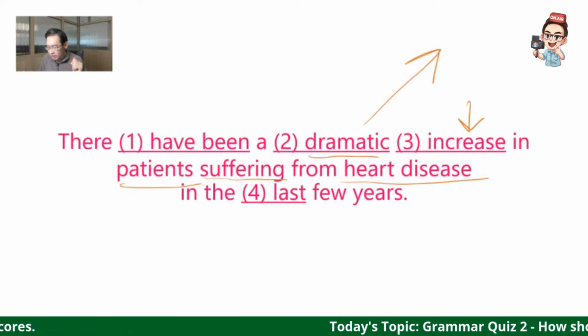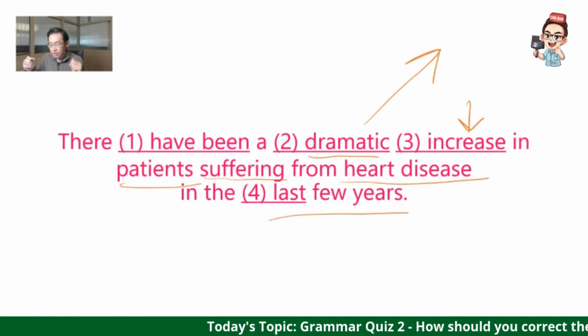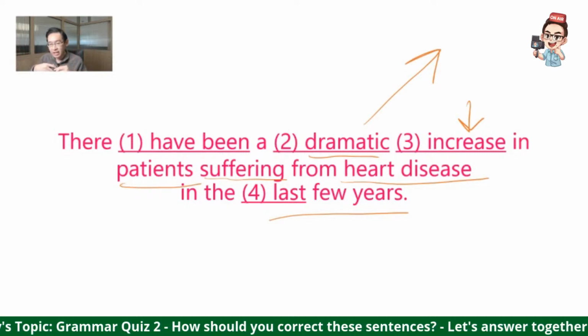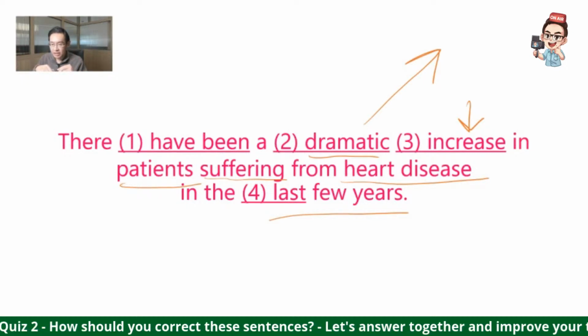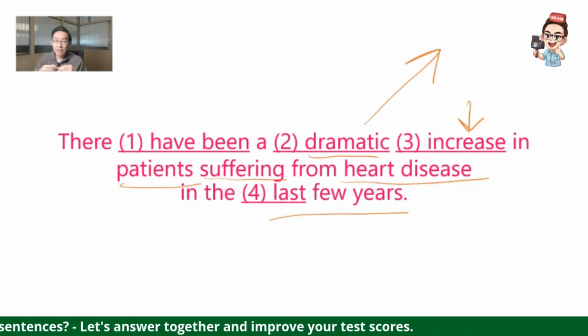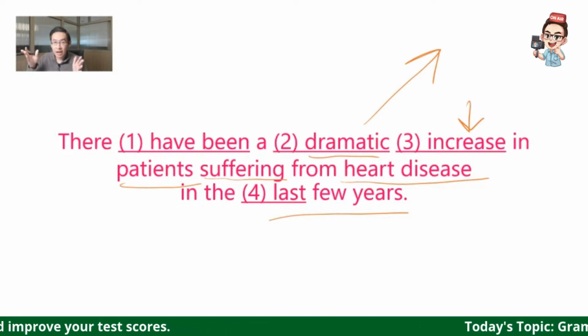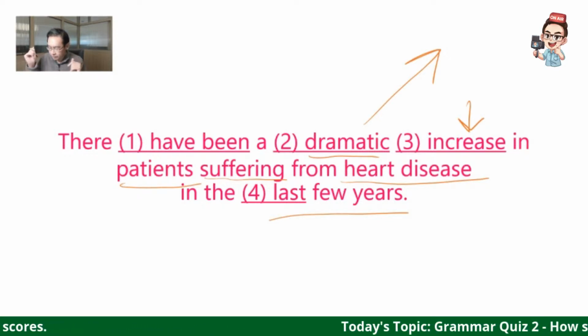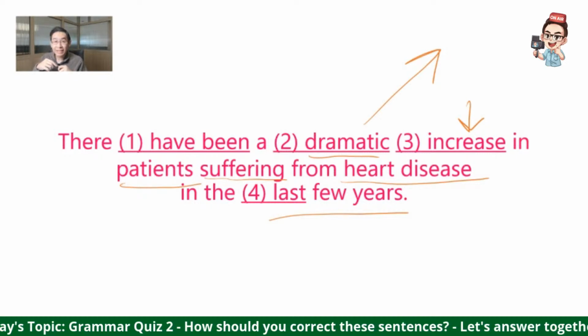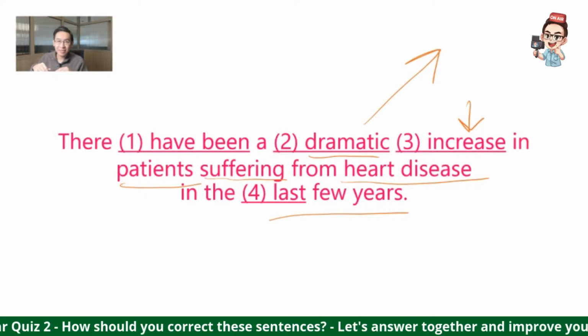In the last few years. So in the past 2 or 3 years, this sentence wants to tell us that there have been many cases of people having heart disease, okay? The number of people with heart disease is increasing. So what should we change? 1, 2, 3, or 4 to make this sentence fully correct? What do you think?